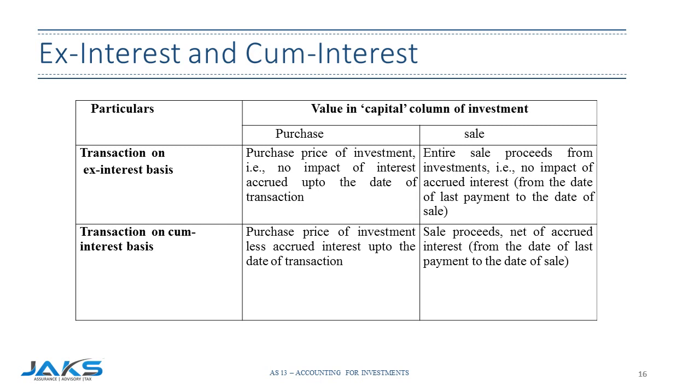In case of sale, if the transaction is on cum interest basis, the amount of accrued interest from the date of last payment to the date of sale is credited in the income column. And only the sale proceeds, net of accrued interest, from the date of last payment to the date of sale, is credited in the capital column of investment account. And if the transaction is on ex-interest basis, entire sale proceeds is credited in the capital column and the amount of accrued interest from the date of last payment to the date of sale, separately received from the buyer, will be taken to the credit side of the income column of investment account.